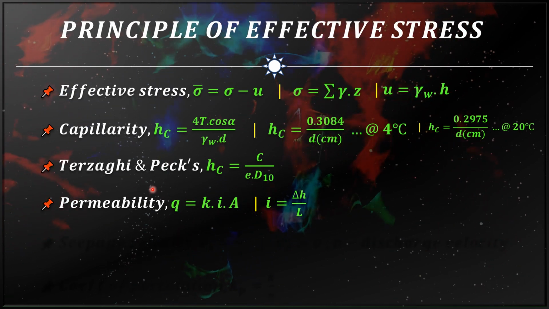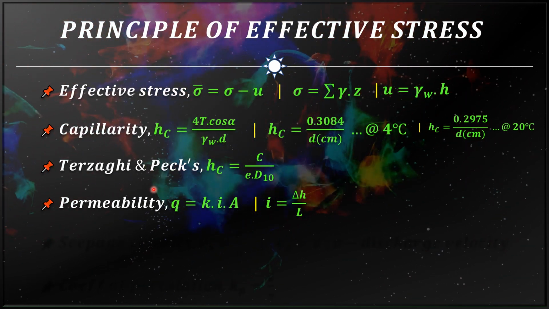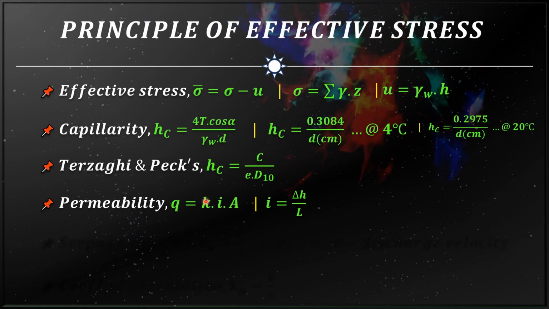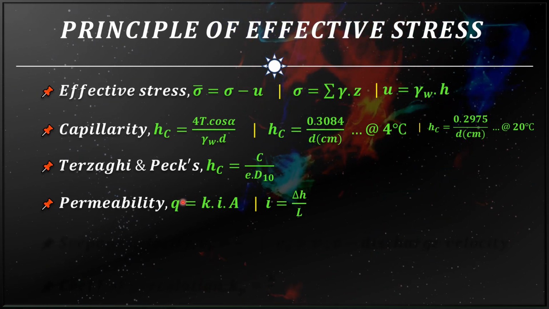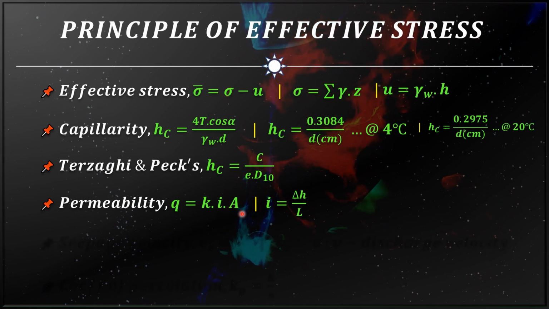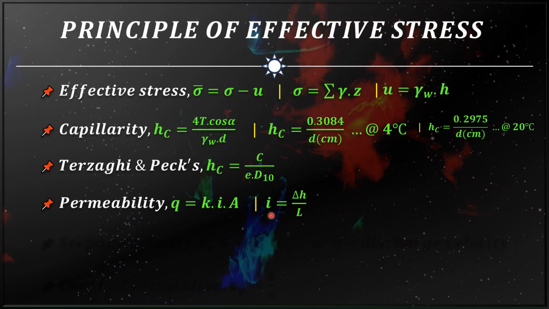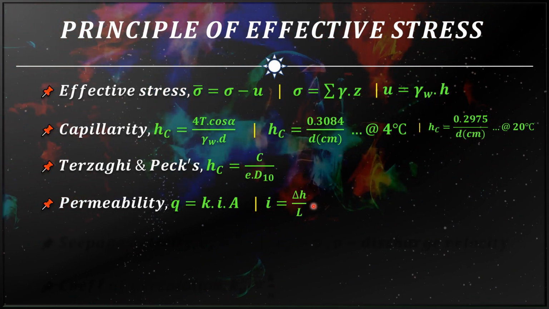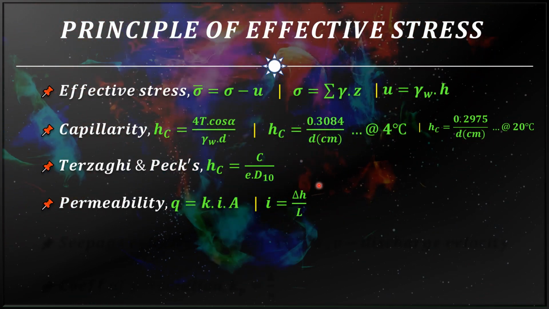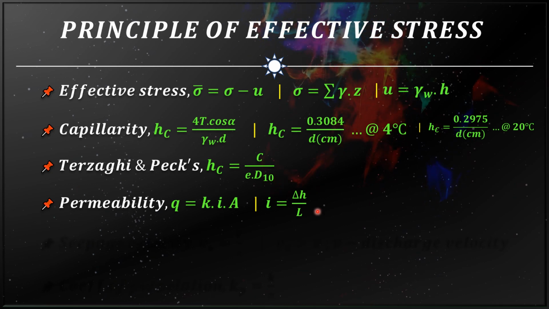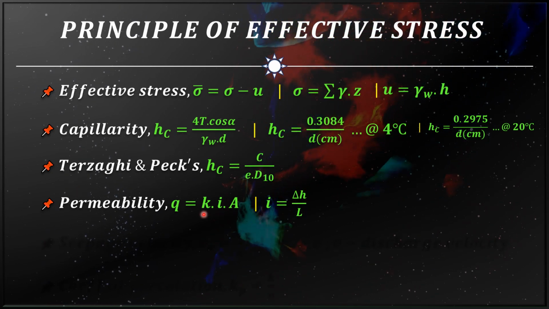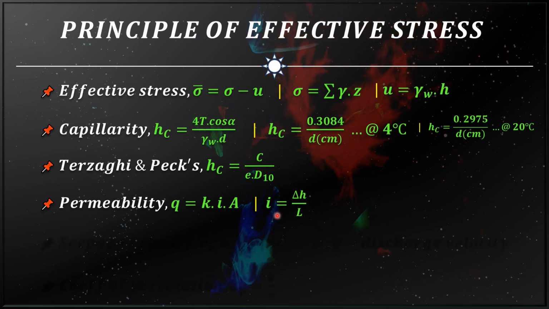And now let's move on to permeability. Permeability is nothing but Q is equal to K i A. Here K is the coefficient of permeability and Q is the discharge, and K into i into A. Here i is the hydraulic gradient. i is equal to del H by L. Del H means difference between the levels or difference between heights, and divided by L. L is the length of sample or length of the path. So K i into A, where A is the area of cross section.